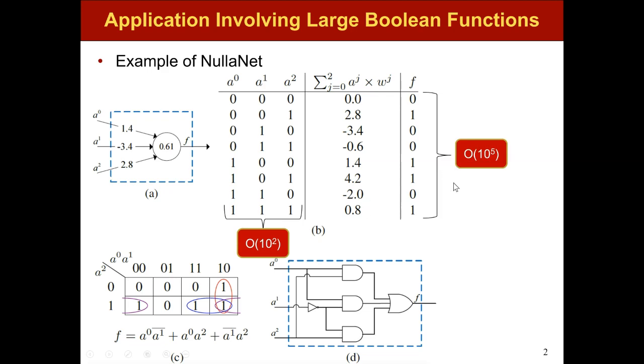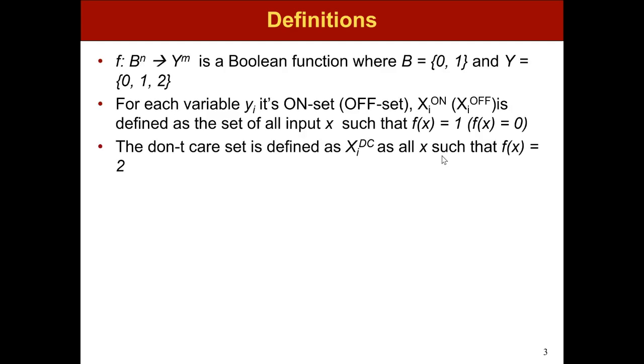Espresso algorithm's CPU implementation takes hours to optimize even a single Boolean function, and hence it becomes essential to make Espresso algorithm more time efficient. Now let's go through some definitions to make things precise. So small f is a function that takes Boolean inputs and outputs are in 0, 1, and 2. For each output variable, its onset is the set of all inputs such that the function value for that input is 1. The offset and the don't care set are defined similarly.